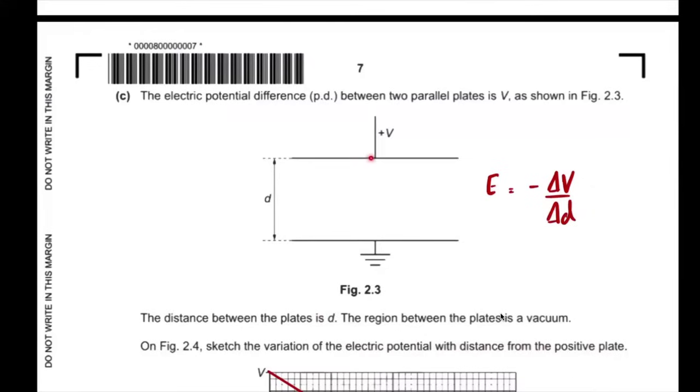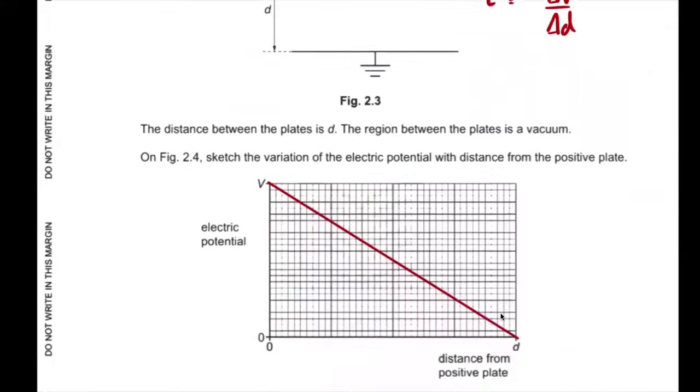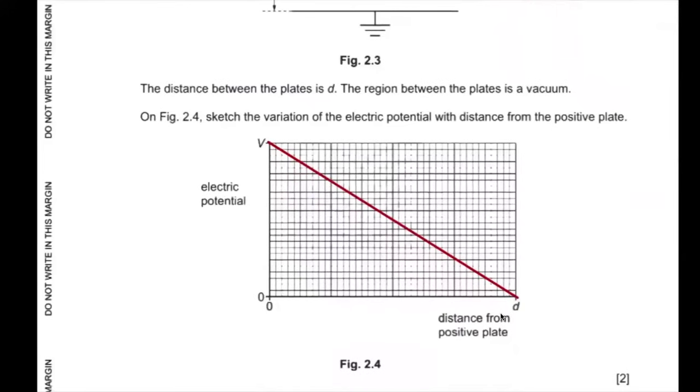So it starts from here. It says sketch the variation of electric potential with distance from the positive plate. At the positive plate, it's positive V. And then at the other plate, after I've moved through this distance d, it's going to be 0. So this is a graph that goes like this. Starts from V and at distance d from the positive plate, when I'm at the other plate, the earthed plate, the potential is 0.